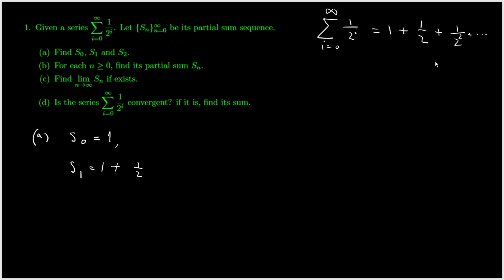And then the next question is to ask you to compute S2. Likewise, we call it the partial sum sequence. S2 is determined by term 0, term 1, and term 2. You add up term 0, term 1, and term 2, and you have S2. So S2 is computed using 1 plus 1/2 and then plus 1 over 2 squared.